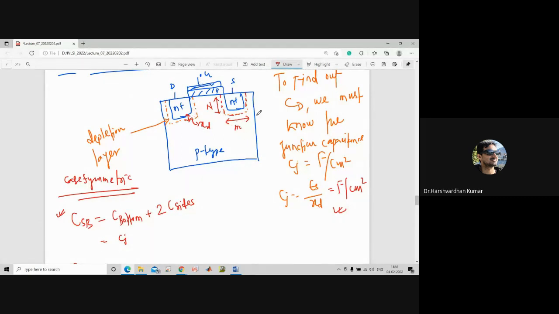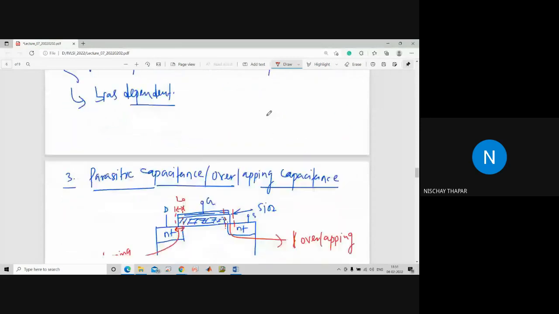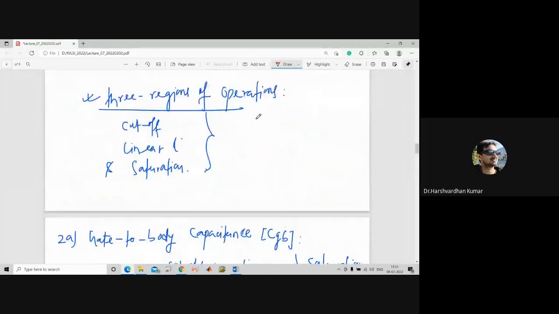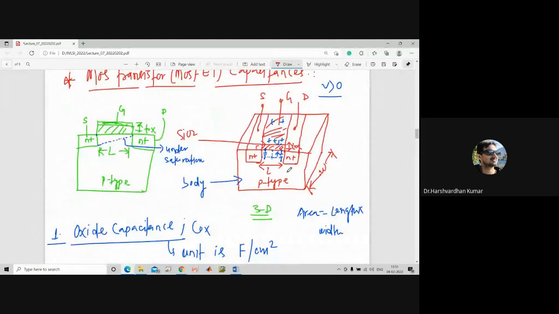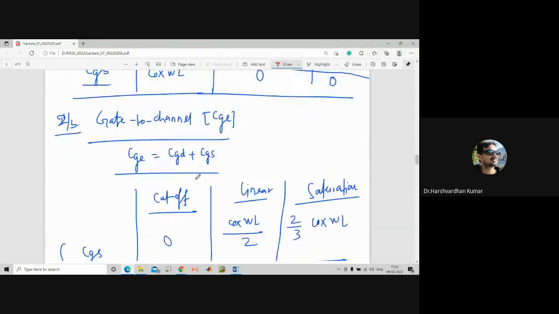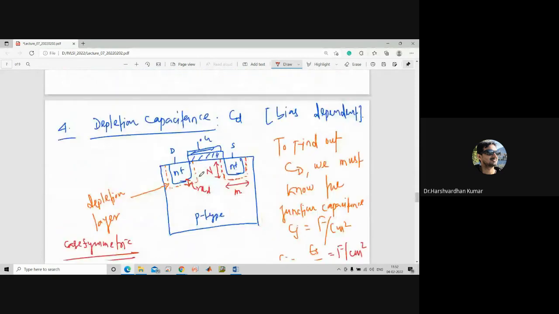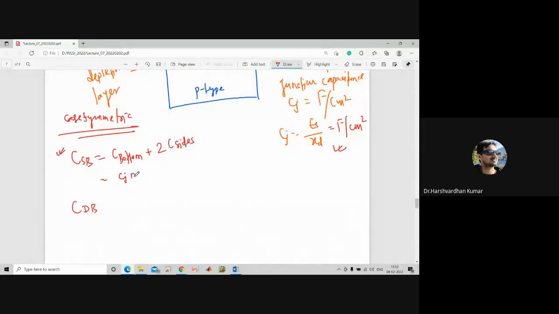If you see the 3D structure, let us see here. Here we are interested in this one, and let us say this is m. If I ask you to find out the area of this n plus region from the bottom region, then what will be the area? M into W, right? So M into W. So it is Cj times M W plus 2 C sides.